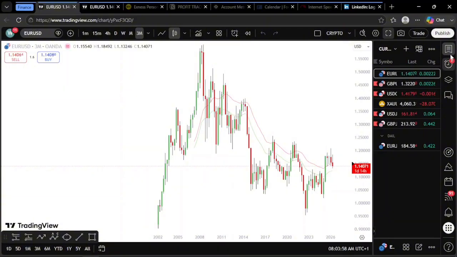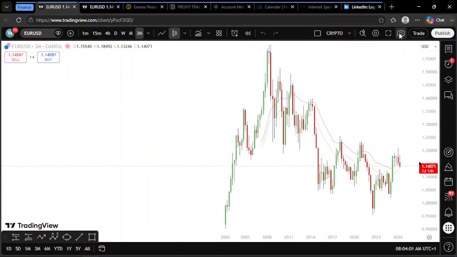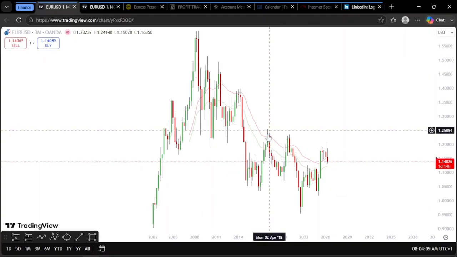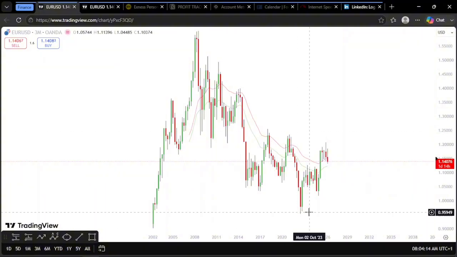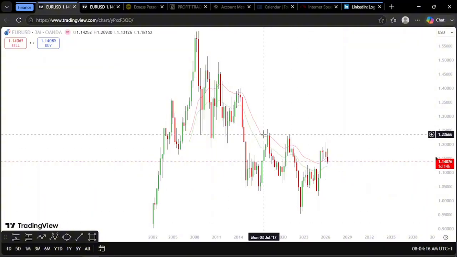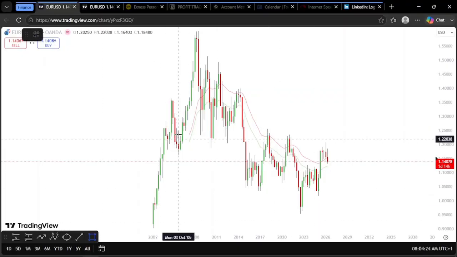So first of all, on Euro USD, I'm going to be doing a top-down analysis on this. As you can see from the 3 month time frame, we are currently in a bearish market. My bias on the monthly time frame is bearish. The reason why I go from the bigger time frame is to get my expected direction, so I can know where the market is headed on the bigger time frame.